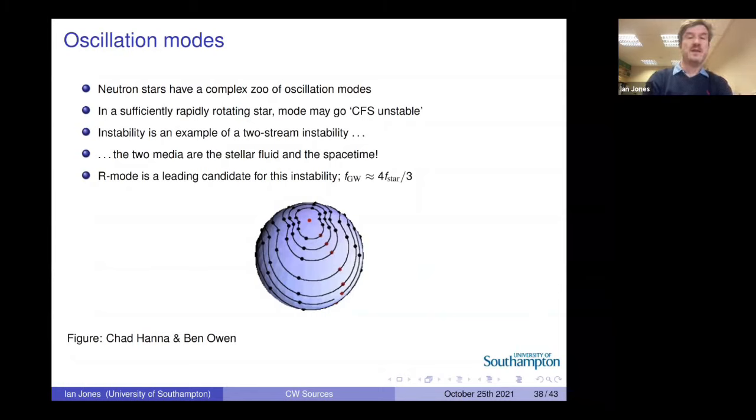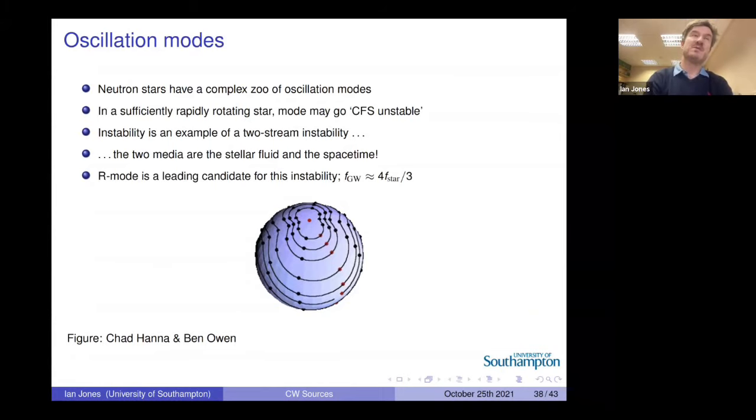And the mode that's attracted by far the most attention is the so-called R mode. And that's the thing that I'm talking about on this slide here. So what is it? Some people say the R stands for rotation, but most people say it stands for Rossby. Rossby was a Swedish meteorologist that noticed these sorts of oscillation patterns in the Earth. I think it was the atmosphere, not the ocean, that he saw them in. They are modes where the restoring force in the oscillation is the Coriolis force. So I hope you remember, right?